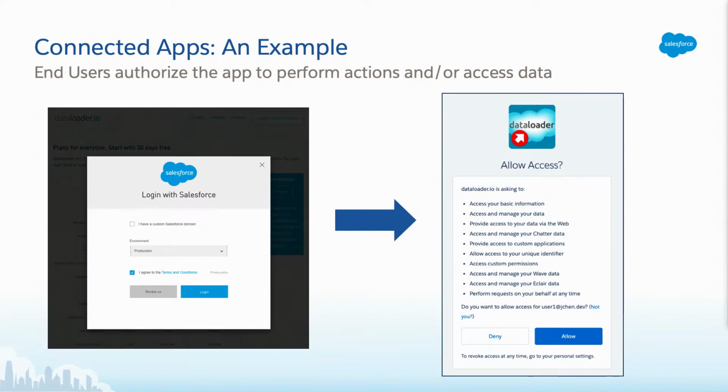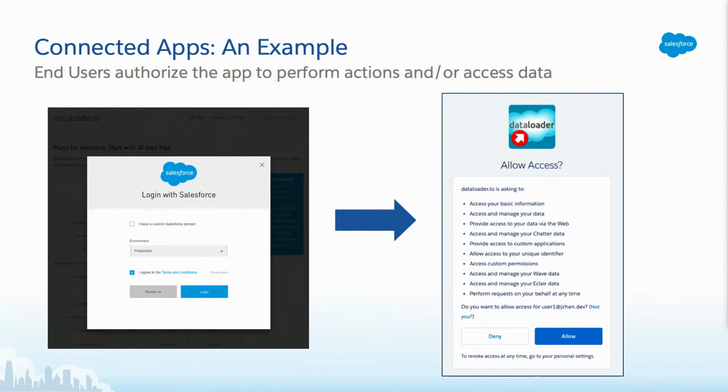Once that happens, you'll be prompted for the level of access to your org that you want to grant to your app. So you can see here the laundry list of access items that this app needs to function. Some of the more popular ones we want to call out are access and manage your data. That's the second one. And towards the bottom, there's perform requests on your behalf at any time.